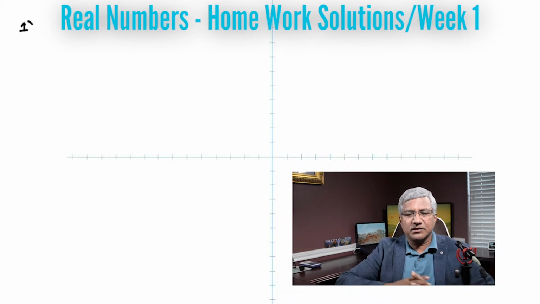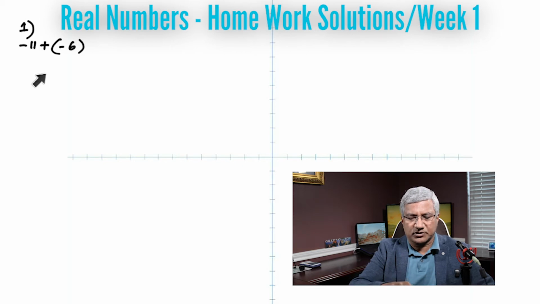Here's the first question. Negative 11 plus negative 6. So you have to add two negative numbers.